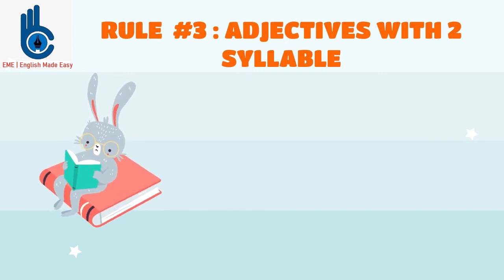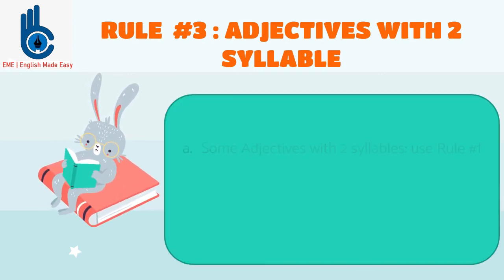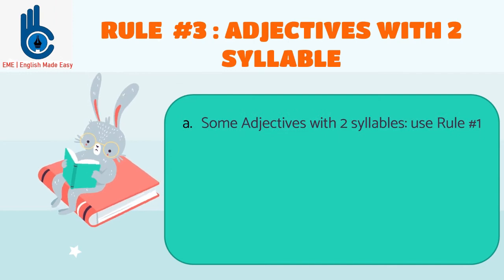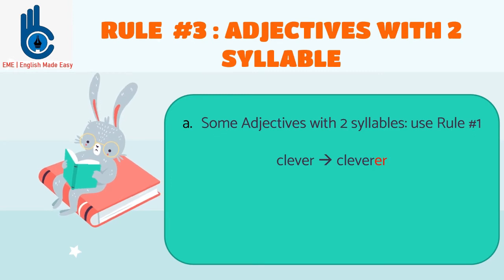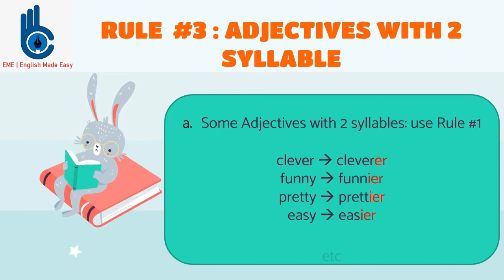The adjectives with 2 syllables. Some adjectives with 2 syllables use rule number 1. Beberapa kata sifat dengan 2 suku kata bisa menggunakan aturan nomor 1. For example, clever becomes cleverer than. Funny becomes funnier than. Pretty becomes prettier than. Easy becomes easier than, etc.